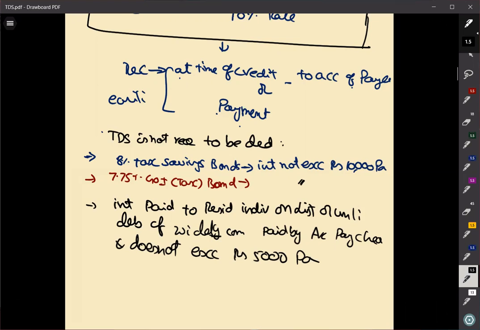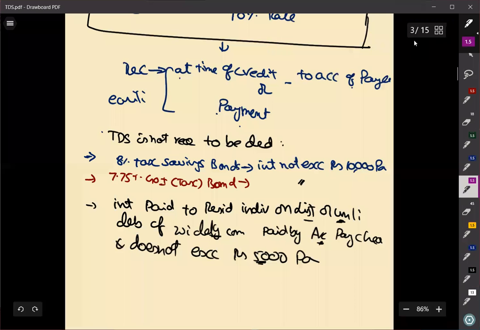A public company is giving some interest. Whatever interest it pays, it has to pay by account payee cheque. And if the interest does not exceed 5,000 rupees per annum, the widely held company need not deduct any TDS. So it's not only a public limited company, listed or unlisted; even a company which is not listed can take this advantage. If the total interest does not exceed 5,000 and you are paying it by account payee cheque, then the TDS requirement is not there at all.